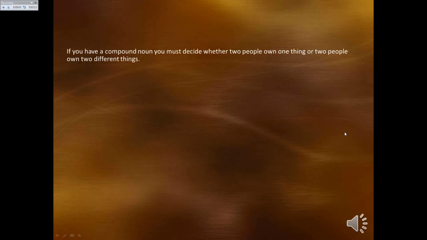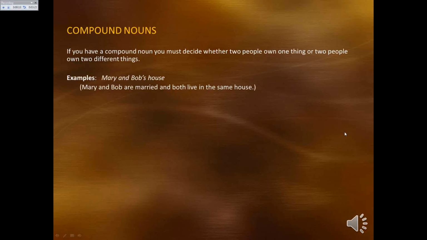Now, we also have compound nouns. And when we do, the issue is a little bit confusing. So let's take a look at some examples. We've got Mary and Bob here. Let's say that Mary and Bob are married, and they both live in the same house. Well, then there's equal ownership. Therefore, we would say Mary and Bob's house, because Mary and Bob, now you can think of it as one legal entity. Mary and Bob, there comes the apostrophe, Mary and Bob's house.